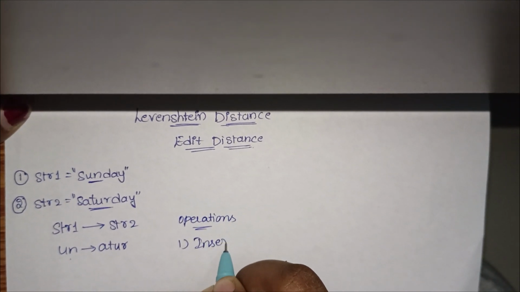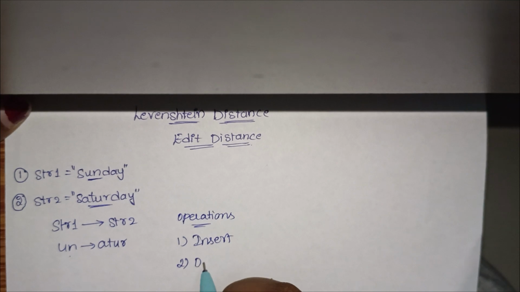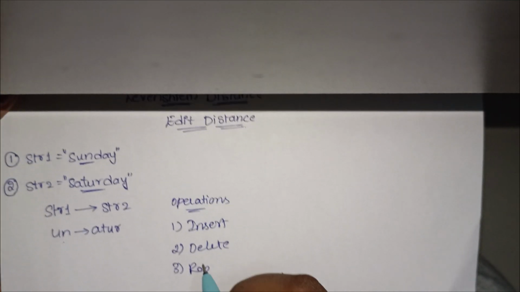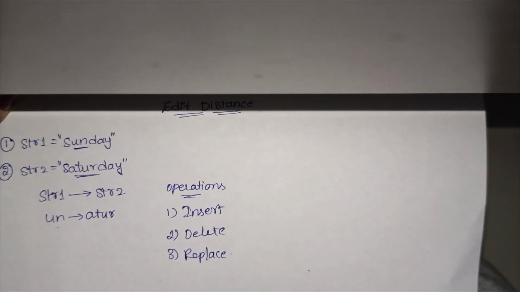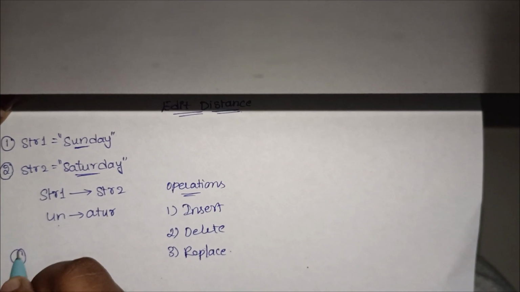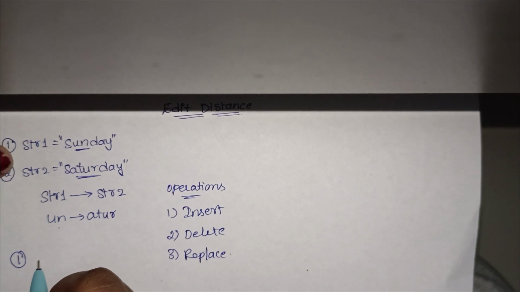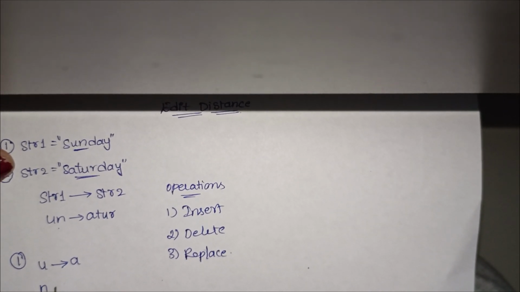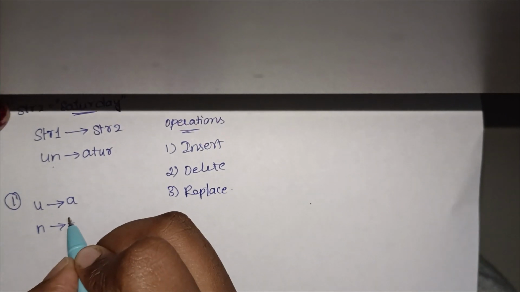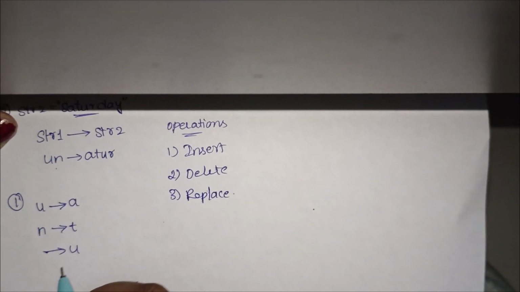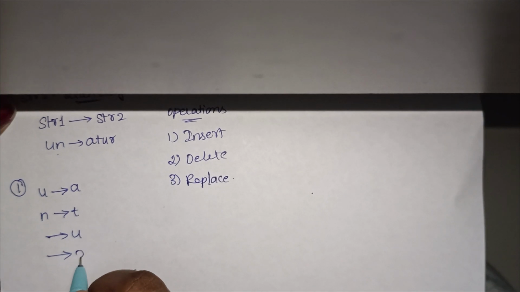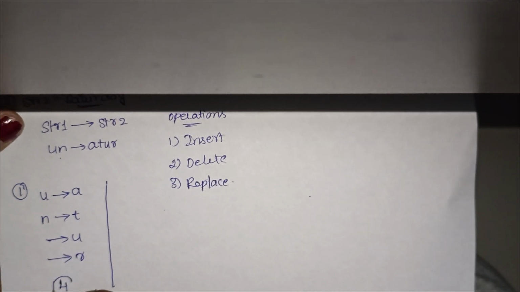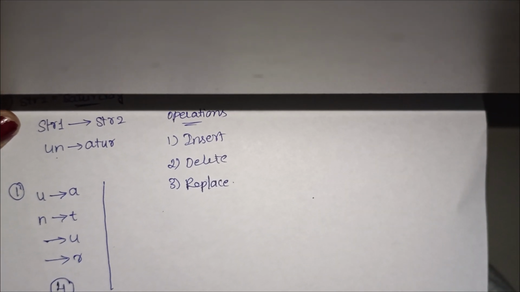Those are insert, delete and replace. For this problem I will show you two different solutions to get the optimal solution. The first one is you can replace U with A and you can also replace N with T, and you will insert U and also insert R. This will be the first method, which takes 4 operations to be performed.